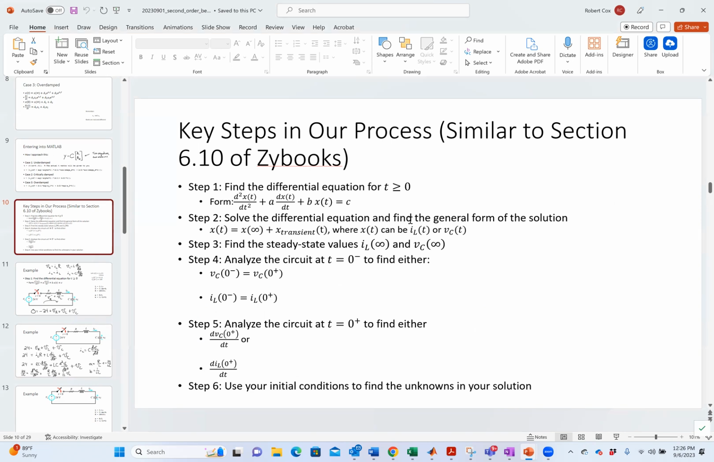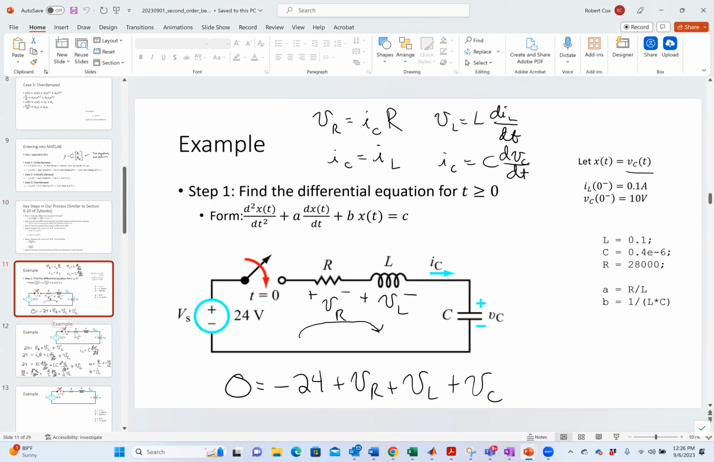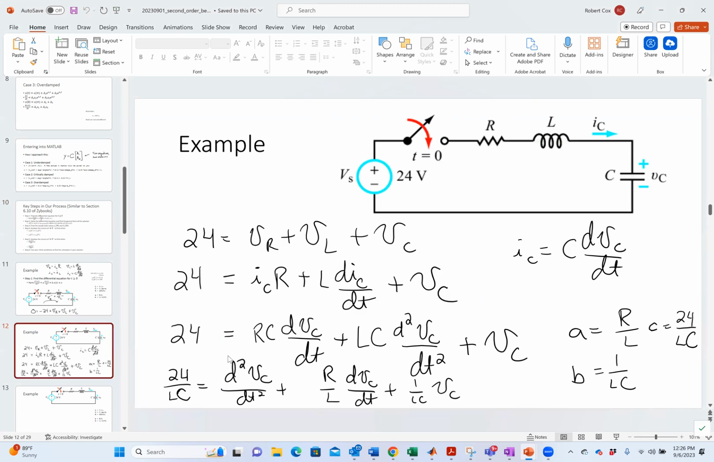All right. So we went through this last time. I'm not going to discuss this too much further, other than to say what we did was we wrote down the differential equation. You can go back and watch the video if you don't remember, right? We basically ended up with this differential equation for the capacitor voltage.